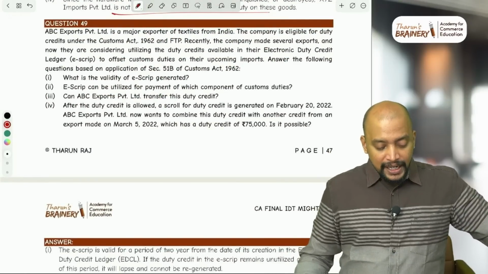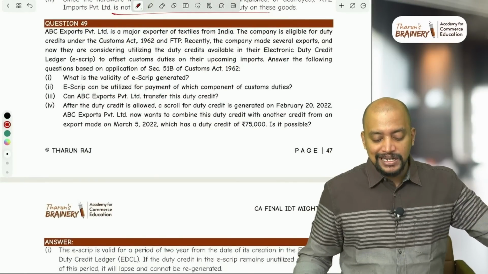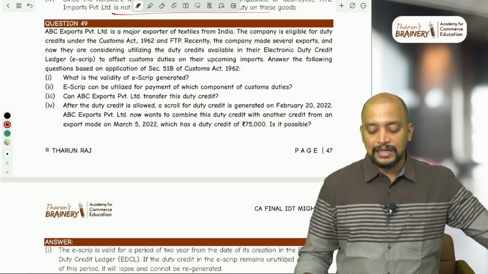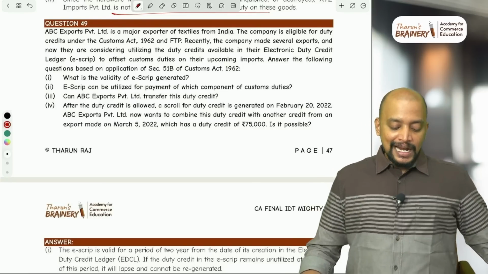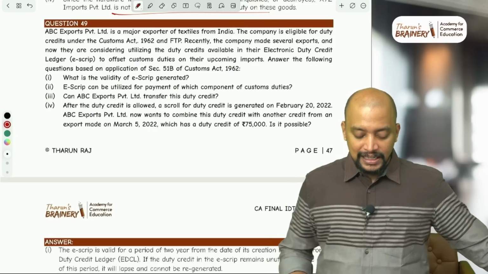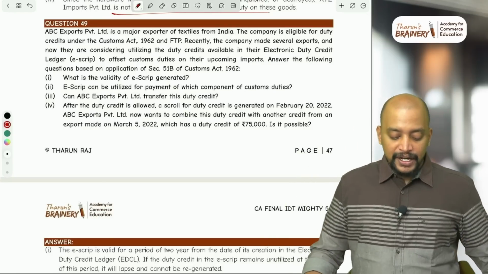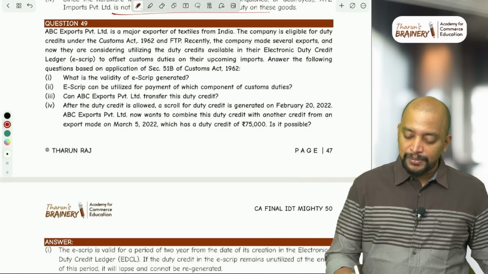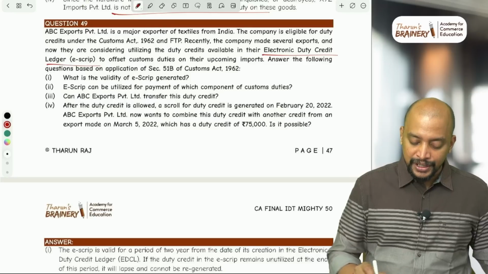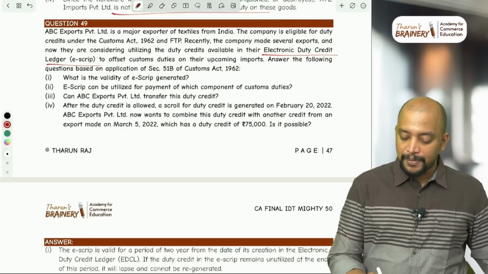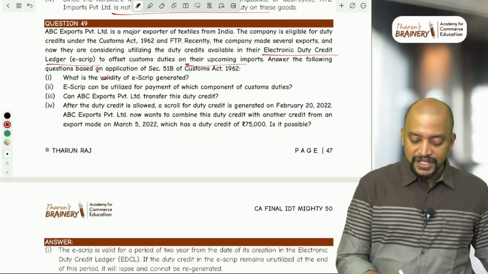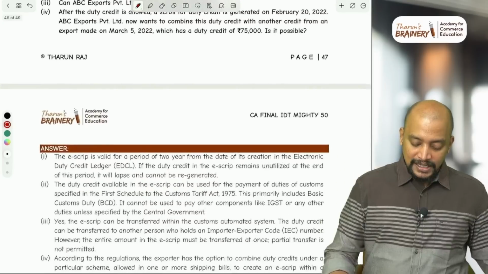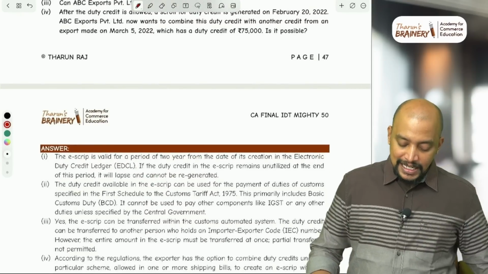Then question 49. ABC Exports Private Limited is a major exporter of textiles from India. The company is eligible for duty credit under the Customs Act and FTP. Recently, the company has made several exports and now they are considering utilizing the duty credit available in their electronic duty credit ledger to offset customs duties on their upcoming imports. Answer the following questions based on the application. What is the validity of the e-script generated?